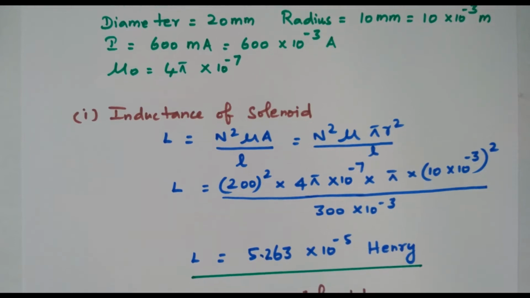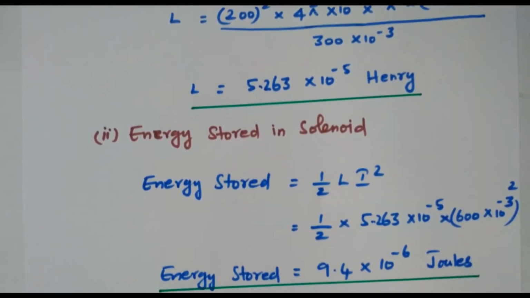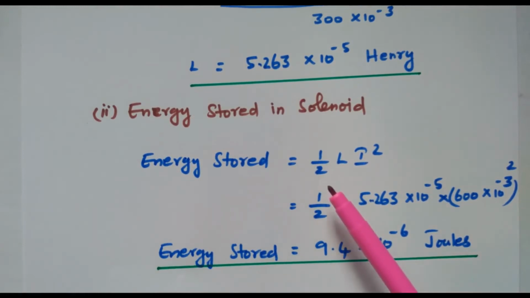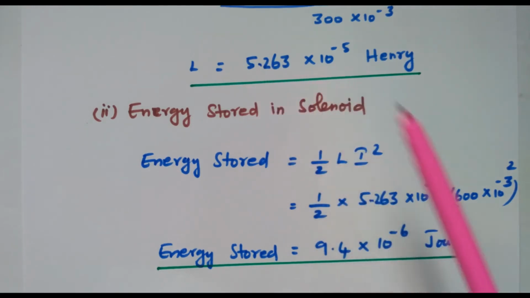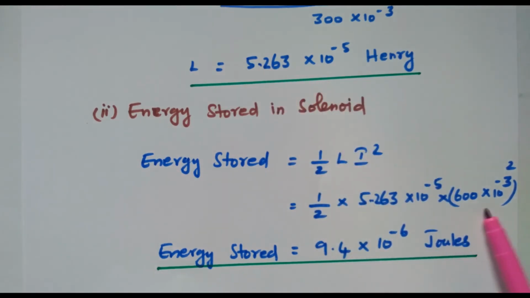Right? Now we'll find the energy stored in the solenoid. What is the formula for energy stored in general? Half L I square, right? We got the derivation, half L I square. So half into L, where L is what we just calculated, 5.263 into 10 to the power minus 5, into I square. I is 600 milliampere, so 600 into 10 to the power minus 3, squared. Right? By simplifying this, what we got? 9.4 into 10 to the power minus 6 joule. The energy stored is given in joules. So 9.4 into 10 to the power minus 6 joules, right?